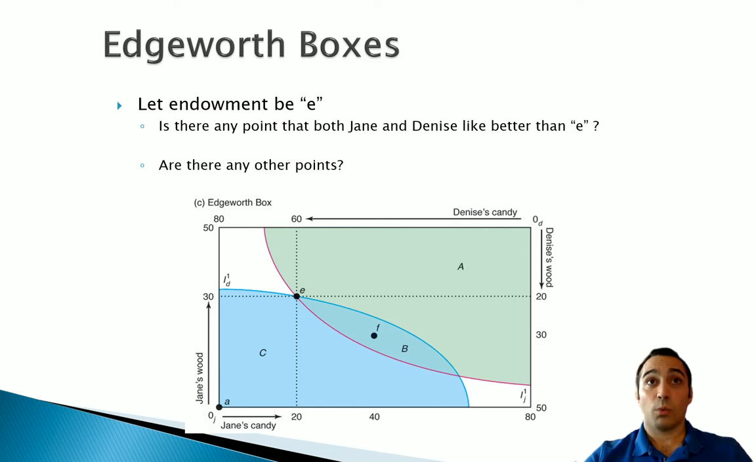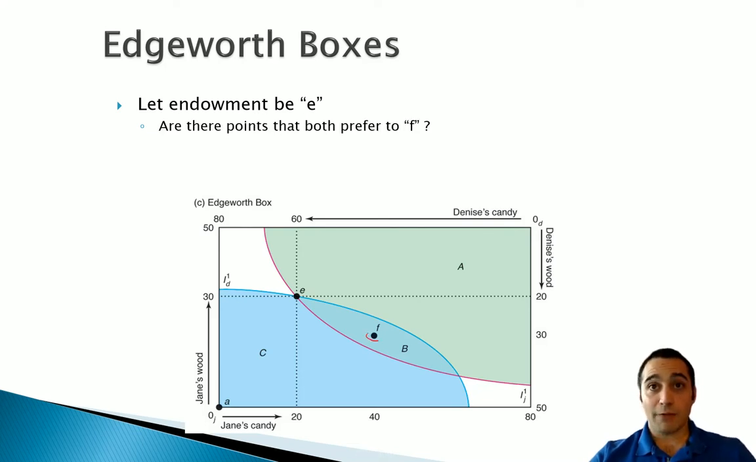Next, with this in mind, where could I look for points that Jane and Denise both prefer to point E? Again, we just talked about this whole lens, B, that is better for both girls. So when we think about where they should trade to make both themselves better off in a utility sense, we should be looking at points like F.